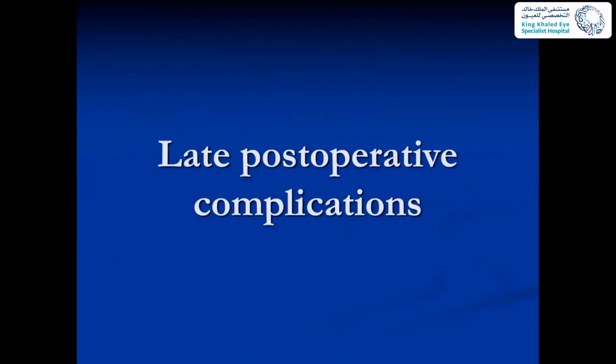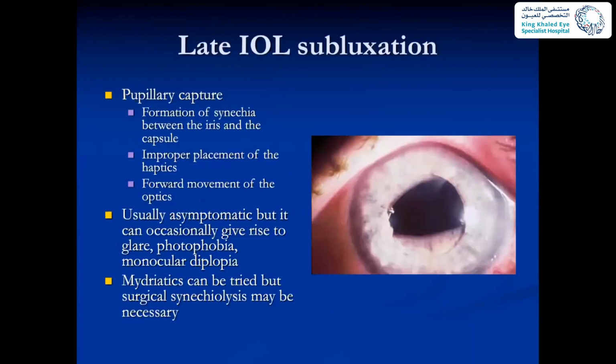What about the late post-operative complication? Late IOL subluxation. Sometimes we put the lens, it is in position, but later on we have a subluxation of the lens. Pupillary capture, as you see in this picture, the IOL haptic is in front of the iris, superiorly and inferiorly. If it is left, there will be formation of synechia between the iris and the capsule, and this will be a permanent position of the lens.